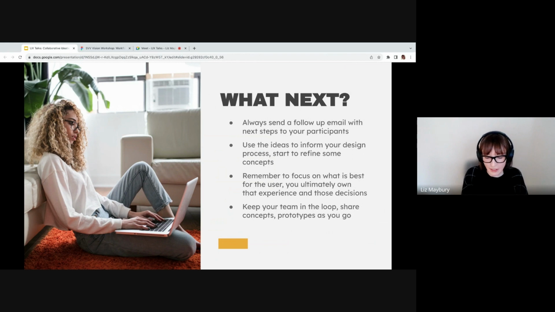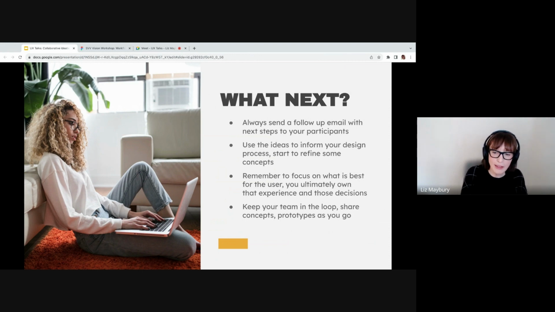But you are the designer, you own the user experience, so do remember to focus on what is best for the user. Just because something had the most votes, you do need to establish whether this is actually going to successfully solve our problem. Is this just a starting point? You'll be able to determine that, because you ultimately own that experience and those decisions.